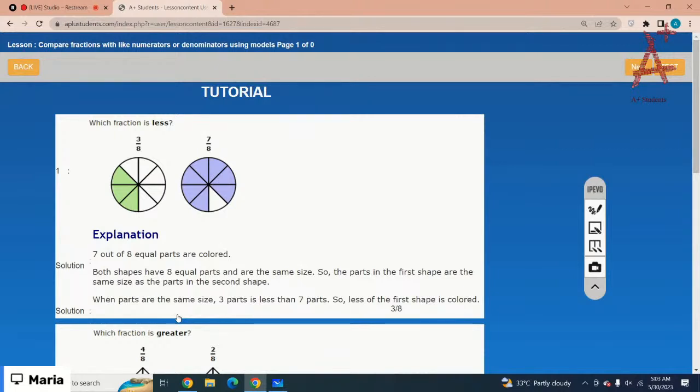Option number 1 is the correct option. You can see only 3 portions are colored, the rest of them are white. And in the 7 over 8, all of them are colored, just one. So the less one is 3 over 8. Got it? Let's just start with the test questions.